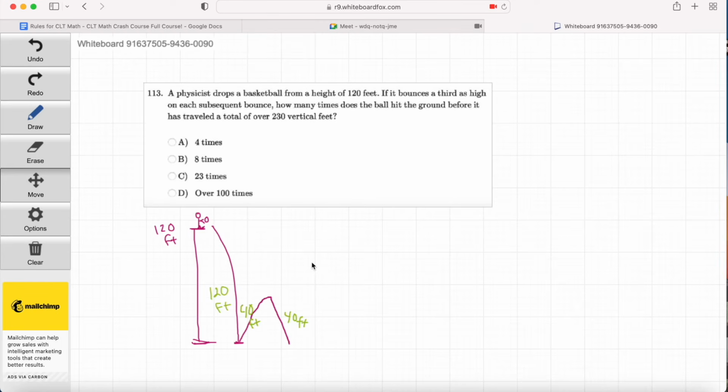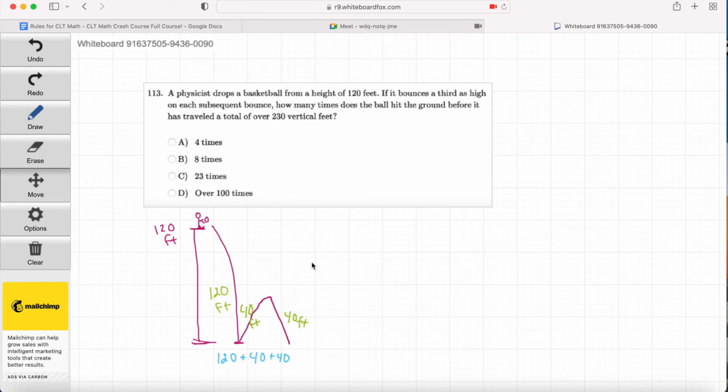Okay. By the way, how much has the ball traveled vertically so far? 200 feet, right? Because it's just 120 plus 40 plus 40. It's going to be 200 so far. Does that make sense? Yes. Okay. I think we're conceptualizing the question the right way right now.